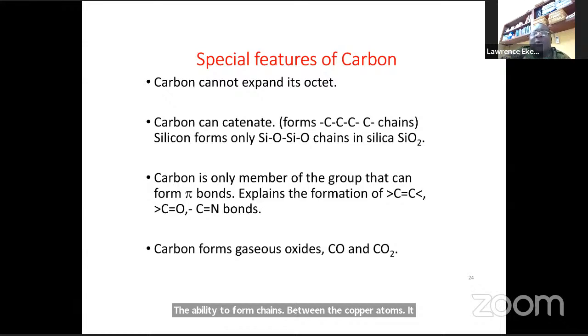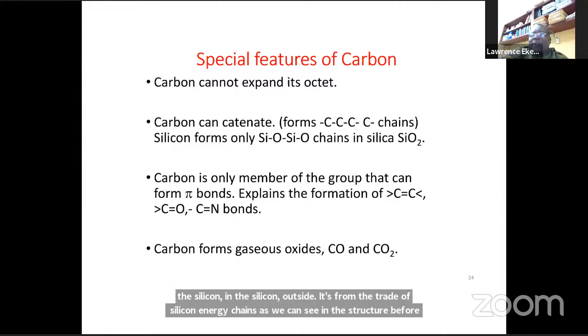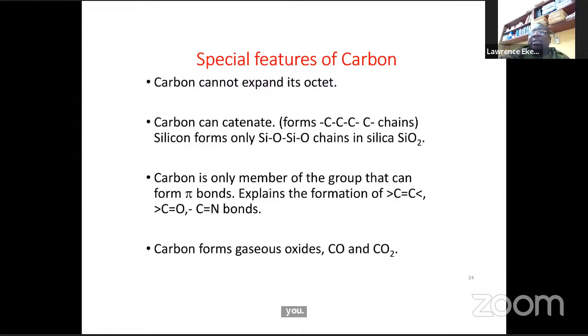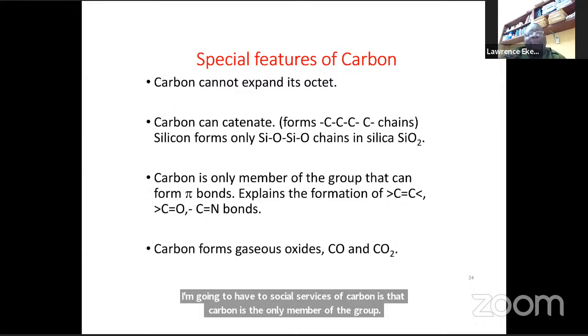Silicon forms only silicon-oxygen chains in silica, in silicon dioxide. It forms the chain of silicon-oxygen chains, as you can see in the structure before you. But carbon has the ability to exhibit catenation. It can form very long chains with itself. Also, another special characteristic of carbon is that carbon is the only member of the group that can form pi bonds.